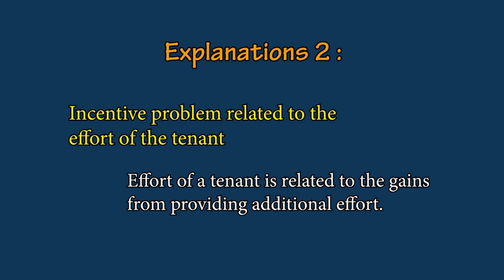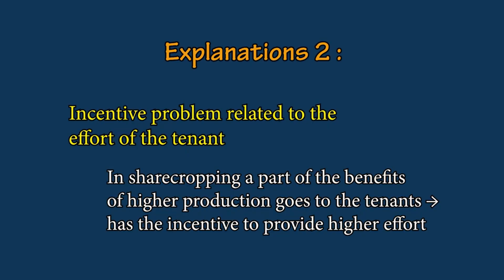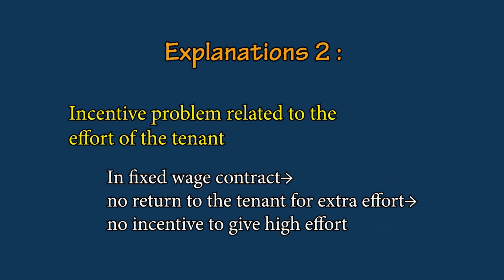The second explanation, on the other hand, is based on the incentive problem related to the effort of the tenant. As we all know, the effort of a tenant is related to the gains from providing additional effort. Now, what happens in case of sharecropping? In case of sharecropping, a part of the benefit of higher production goes to the tenant. So, the tenant has the incentive to provide higher effort. What happens in case of a fixed wage contract? In a fixed wage contract, no return goes to the tenant for her extra effort.